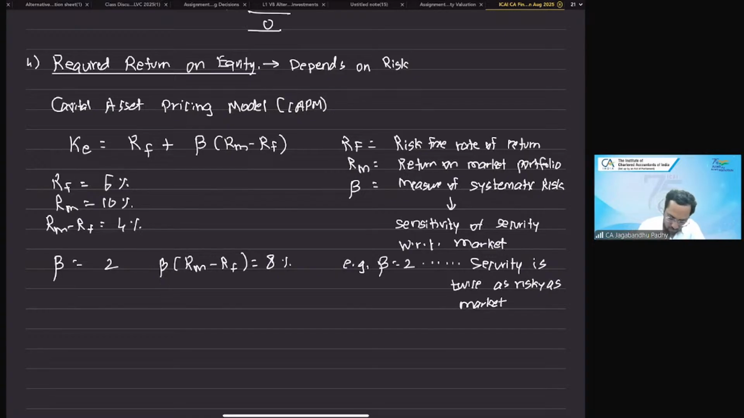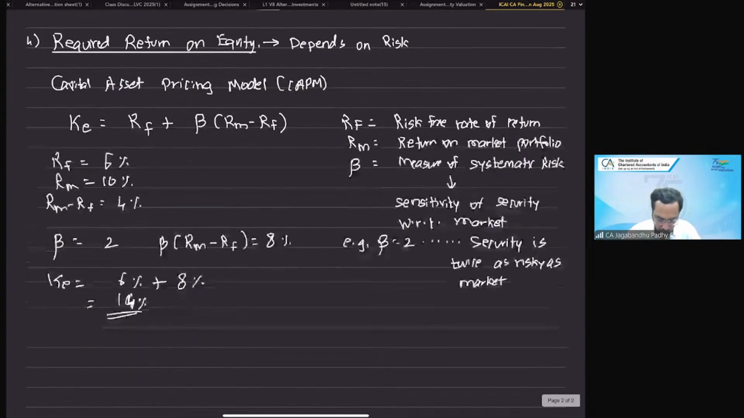And therefore, the return that we will require is 6% plus the additional risk premium, extra return, of 8%. So I should get a total return of 14% from my security because of the higher risk involved in it. Okay, so I just tried to give you a brief idea about CAPM. More about it, we are going to discuss in the chapter on portfolio management.